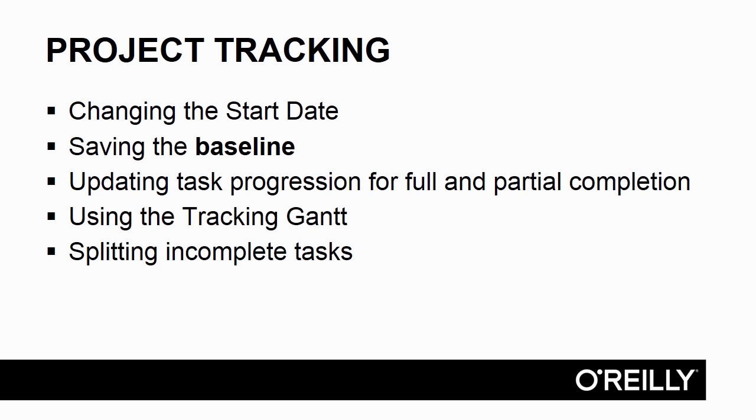Once the project is complete, we explored project tracking. We looked at changing the start date and obviously what effect that would have. Then saving the baseline. Baseline is the snapshot of where you want to go. After that, we can then use the same file to update task progression, either for full tasks or part of a task, and use the tracking Gantt to measure where we are currently with where we said we were going to be when we saved the baseline. So you've got that tracking and monitoring capability.